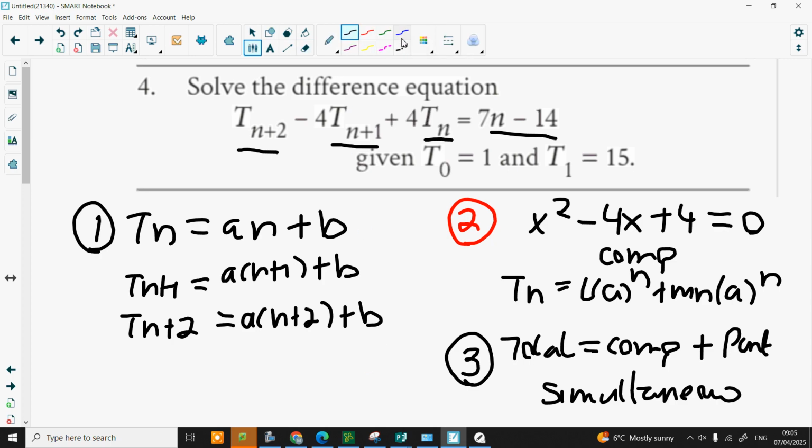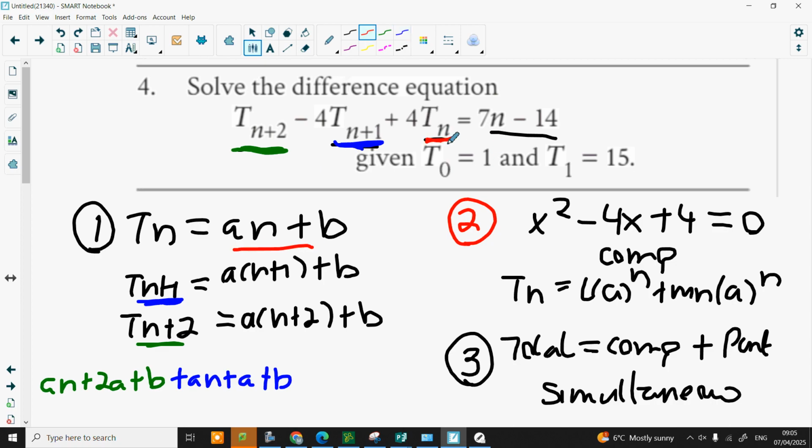All right, so what we have here is our green one. I'm going to multiply them, so it's going to be an plus 2a plus b. That's the green one done. Then I'm going to go for the blue one, which is this one here, and I'm going to get an plus a plus b. Then I'm going to have 4 times my red one, which is 4 times an.